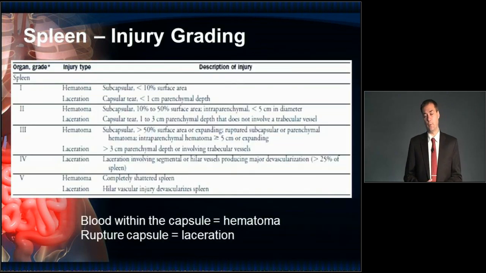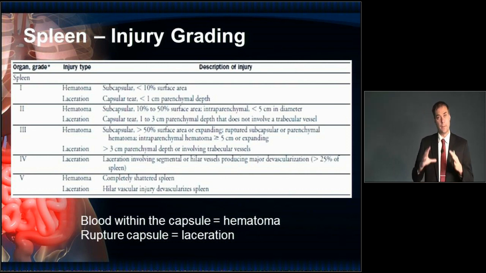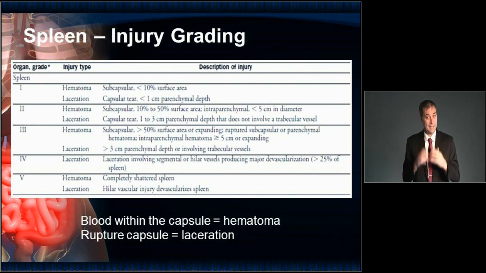Now this chart, which is both in your handout and on the screen, goes over the grades of splenic trauma. I'm not going to read the chart to you. You might want to just read it to be familiar with it. Remember that if the capsule around the spleen is intact and they have a bleeding spleen, the blood will collect inside the capsule and compress the spleen, and we call that a hematoma. Whereas if the capsule ruptures and the blood pours out into the peritoneum, then the patient has a laceration. So hematomas are contained, lacerations are not.